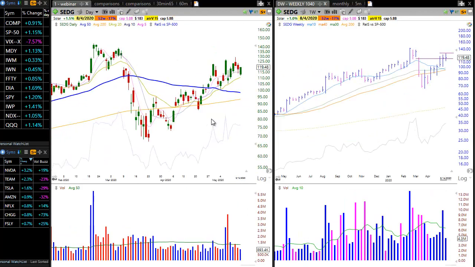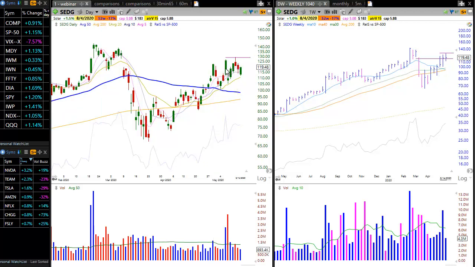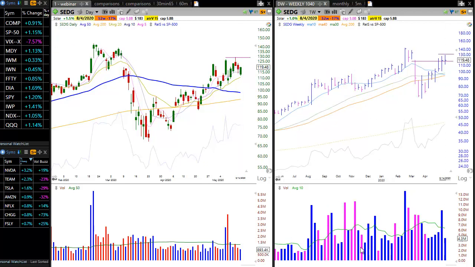And SCDG. Looks like it had one false breakout here, another false breakout here. So I think if it can clear this 130 on volume, it should be good to go. I think a few false breakouts has worn out enough traders here. So if anyone's still along for the ride now, they could be rewarded.